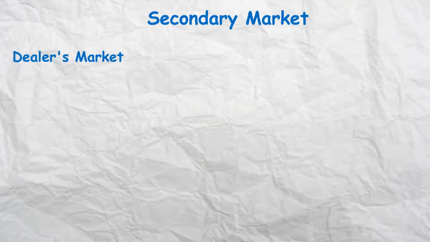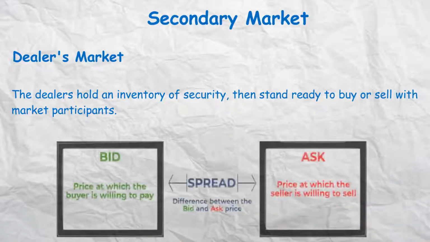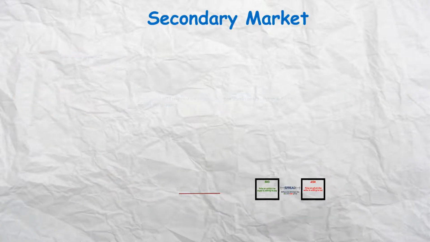The second type of market is dealers market. The dealers hold an inventory of security, then stand ready to buy or sell with market participants. These dealers earn profits through the spread between the prices at which they buy and sell securities. An example of a dealer market is the olden days of Bombay Stock Exchange, in which the dealers, who are known as the market makers, provide firm bid and ask prices at which they are willing to buy and sell a security. The theory here is that competition between dealers will provide the best possible prices for investors.